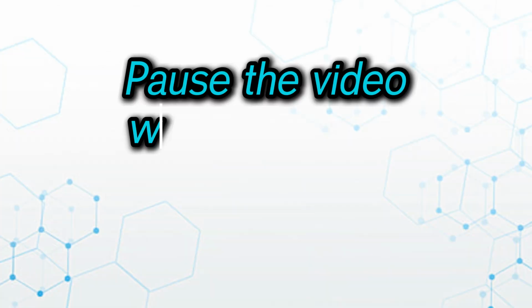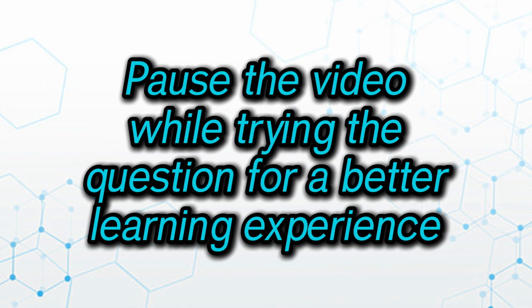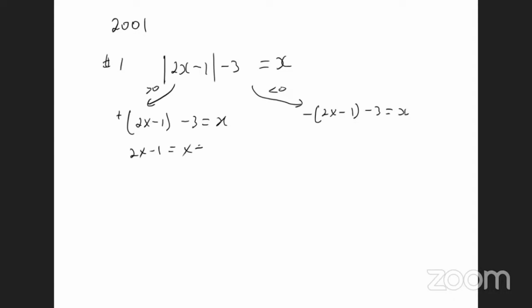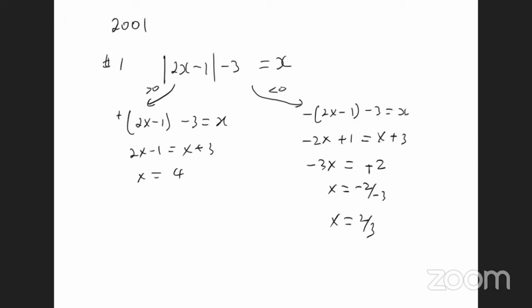Next one is 2001, number 1. Modulus of 2x minus 1 minus 3 is equal to x. Right, so with the positive, when it's more than 0, it's 2x minus 1 minus 3. When it's less than 0, minus 2x minus 1. Okay, and then you work it out. x is 4. Next one, minus 2x plus 1. So minus 3x is equal to what? This should be positive here.